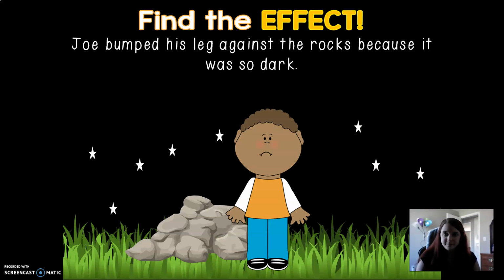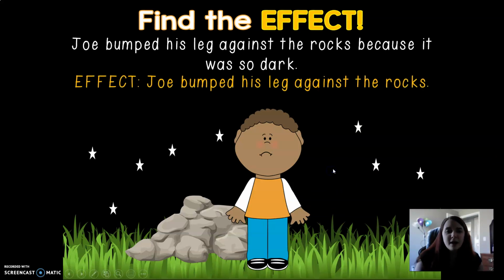What happened? If you guessed that Joe bumped his leg on the rocks, you are correct. That is what happened. The why was he bumped it because it was dark. So the what was he bumped his leg.